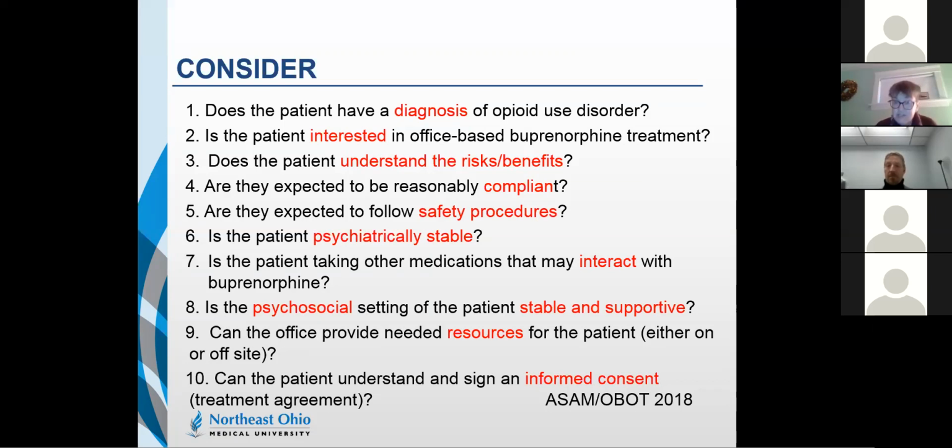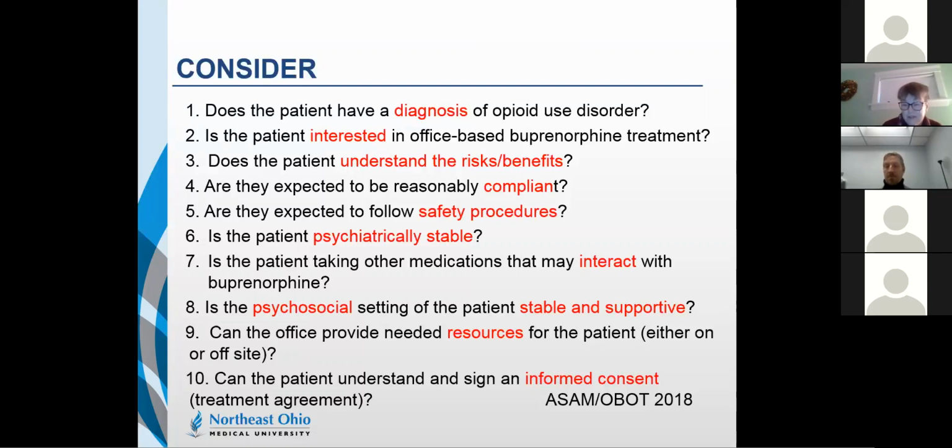Is the patient interested? Since a lot of what they do is going to be voluntary and driven by themselves, we're not going to be with them 24 hours to make sure they're taking their medication or really going to their meetings and getting something out of them. So we want to know that there's interest. Does the patient understand risk benefits? Are they expected to be reasonably compliant with our rules and requirements? Will they follow safety procedures? Probably should be closer to the top. Are they psychiatrically stable so that they are able to have capacity and consent? Is the patient using other medications that might interact in a bad way with the buprenorphine?